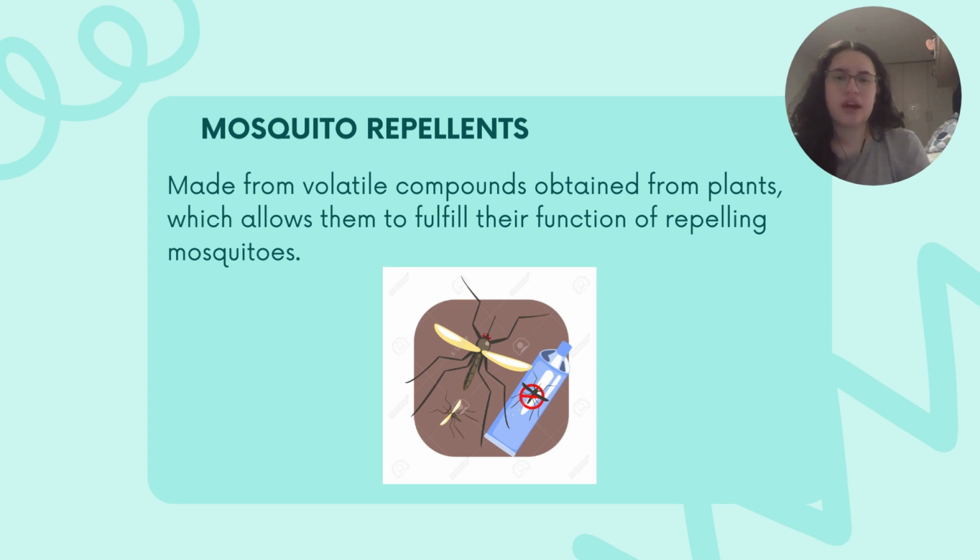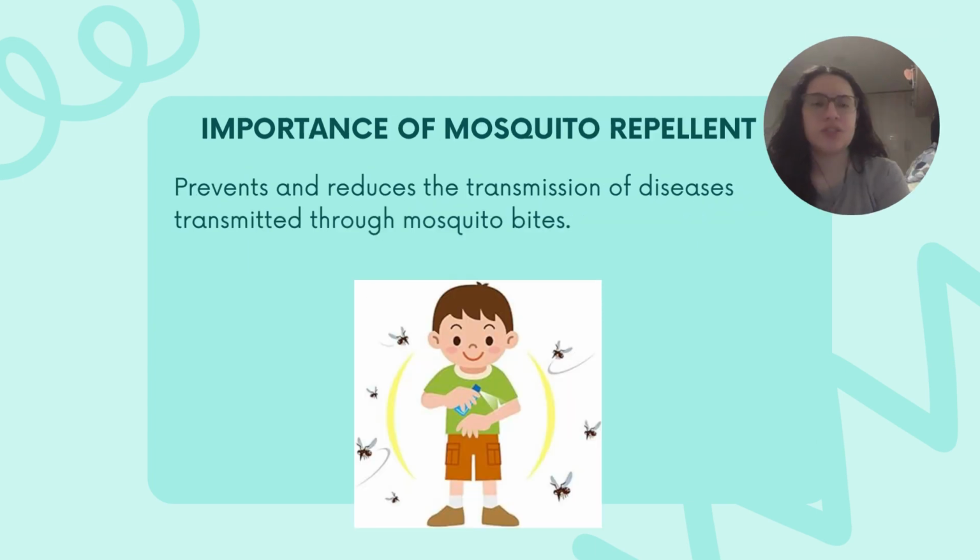Mosquito repellents are volatile substances that, when applied to the skin, repel mosquitoes in opposite directions to their origin, thus preventing them from attacking the skin and causing bites. The importance of its use lies in the fact that it prevents or reduces the transmission of diseases transferred through mosquito bites such as malaria, dengue, chikungunya, among others.